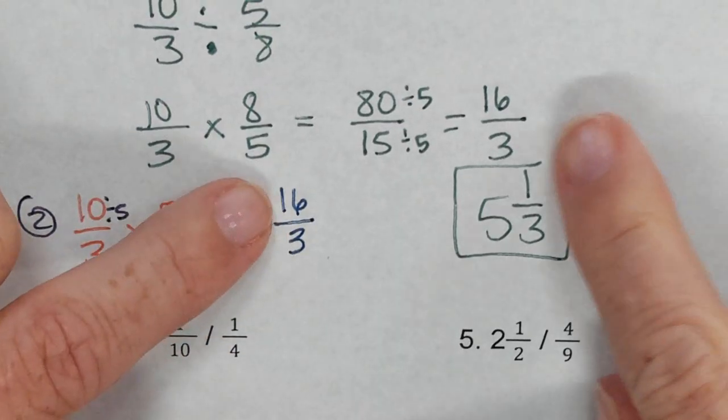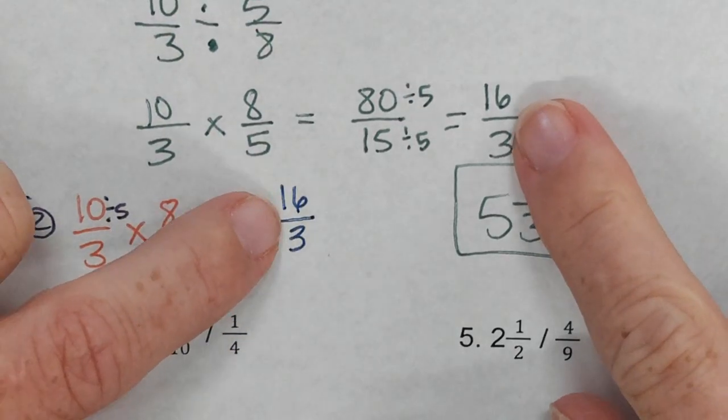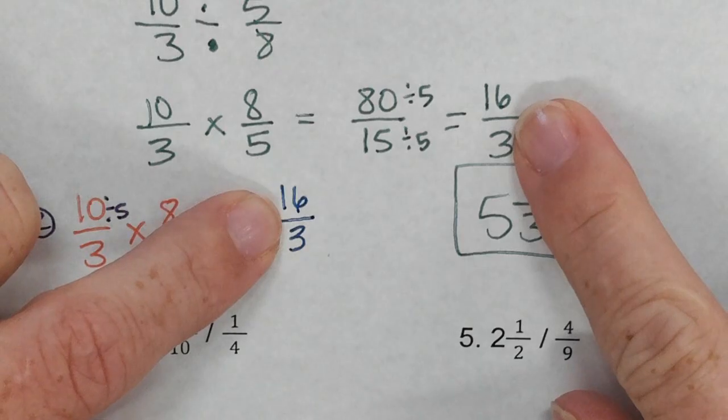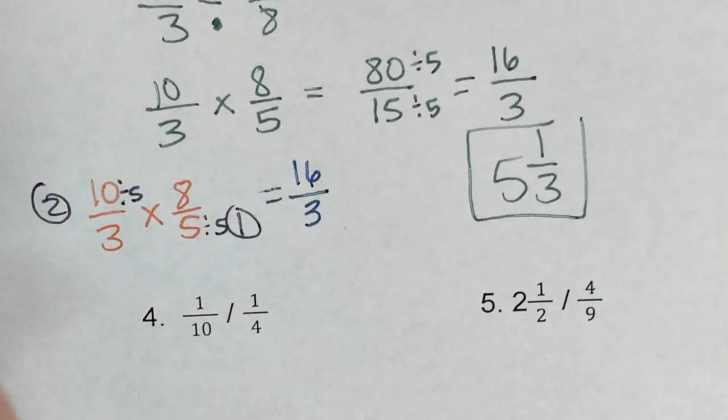Did I end up at the same step right here? Yes. And then, of course, I would have to change it to a mixed number. 3 goes into 16 5 times with 1 left over. You will always get the same answer if you do it correctly.